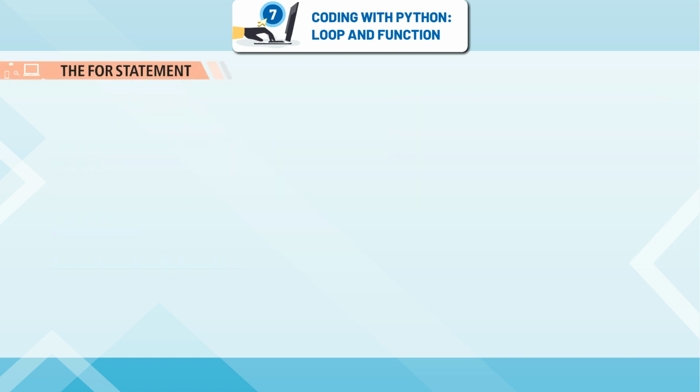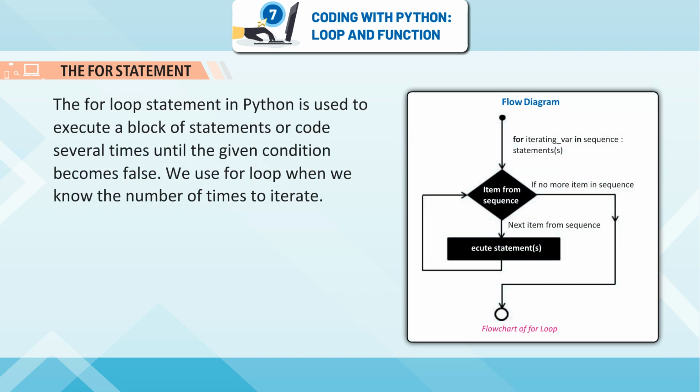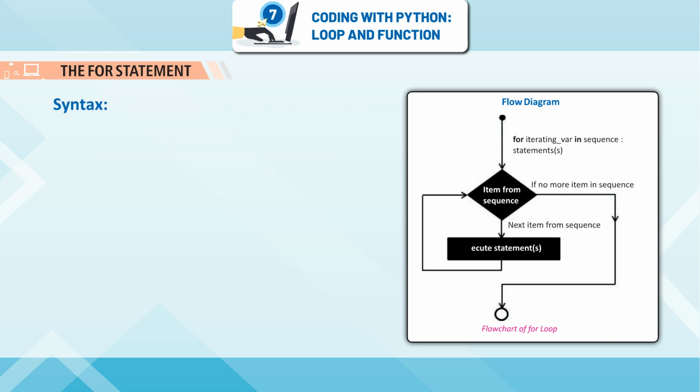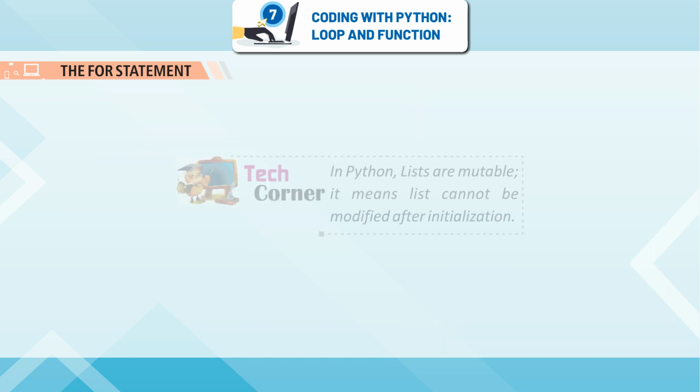The for statement. The for loop statement in Python is used to execute a block of statements or code several times until the given condition becomes false. We use for loop when we know the number of times to iterate. Syntax: for iterating_var in sequence: statements.